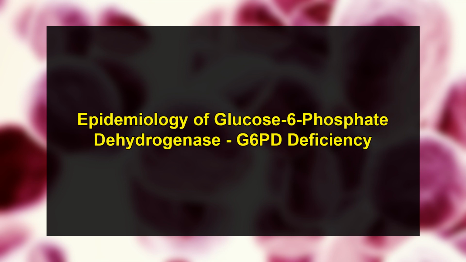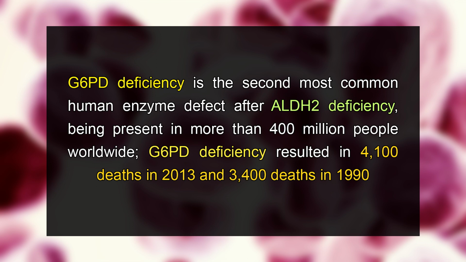Dear students, let's discuss the epidemiology of glucose 6-phosphate dehydrogenase deficiency. Glucose 6-phosphate dehydrogenase deficiency is the second most common human enzyme defect after ALDH2 deficiency, being present in more than 400 million people worldwide. G6PD deficiency resulted in 4,100 deaths in 2013 and 3,400 deaths in 1990. African, Middle Eastern, and South Asian people are affected the most, including those who have these ancestries.